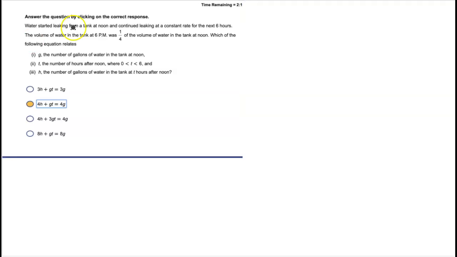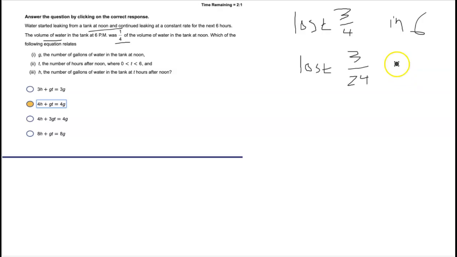So let's see. At noon, that's probably going to be 0, right? Leak for 6 hours. At 6 p.m., 1/4 of the volume of the water is left. The volume in the tank is 1/4 of the volume that we started with. That means we lost 3/4 of the tank. We lost 3/4 of the tank in 6 hours. Well, I can easily make that into the fraction lost, 3/24 of a tank each hour.